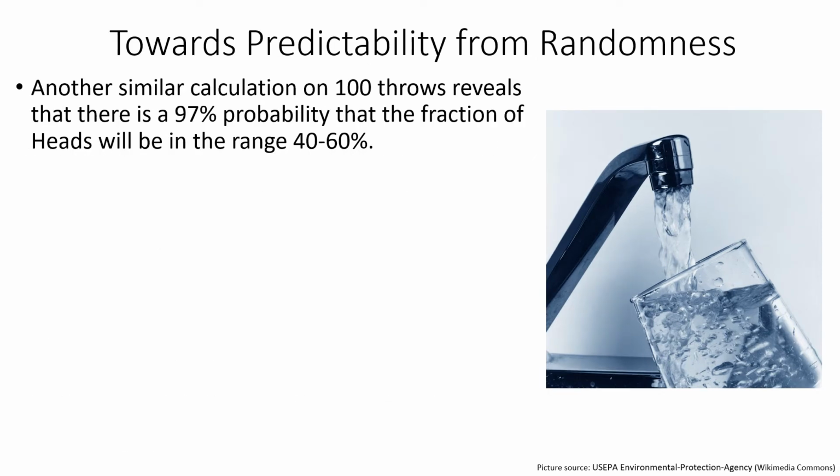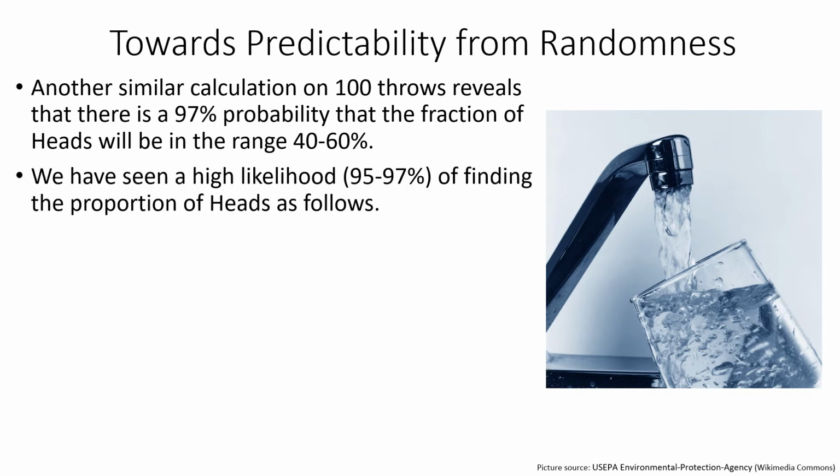So again, this business about predictability from randomness, doing a few more of these examples. So I'm just throwing another one in here. Supposing we did 100 throws, a similar calculation to what we did before shows there's a 97% probability that you're going to be in that 40 to 60% range.